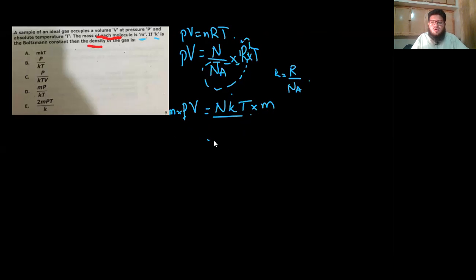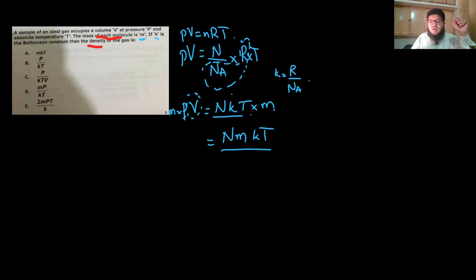Now we know that m, this small mass, is the mass of one molecule. See, the mass of each molecule is m. If this mass of each molecule is multiplied by the number of molecules, we'll get the total mass, right? So nm is your total mass, and kT as it is aa gaya, right? And if this volume is also the volume of all the molecules, not the volume of one molecule, is the volume of all the molecules.